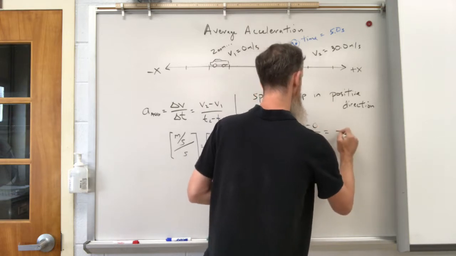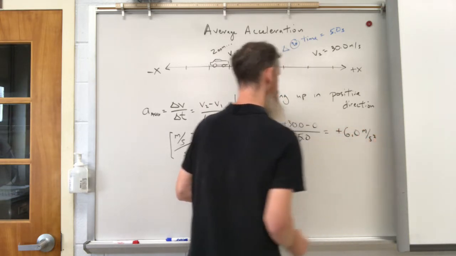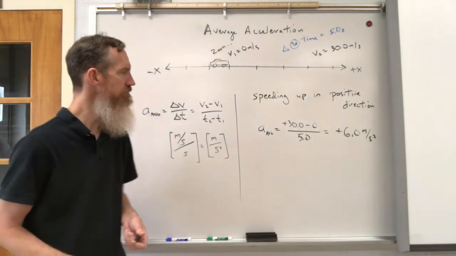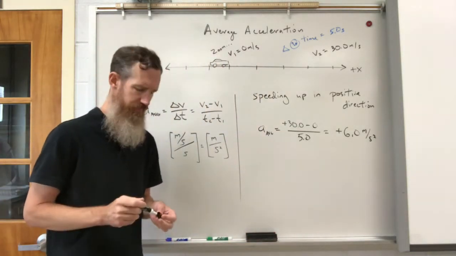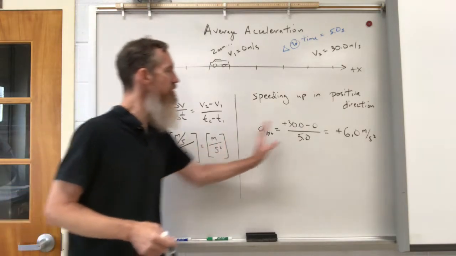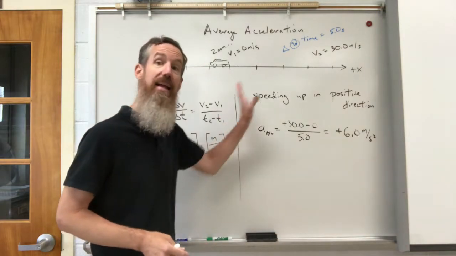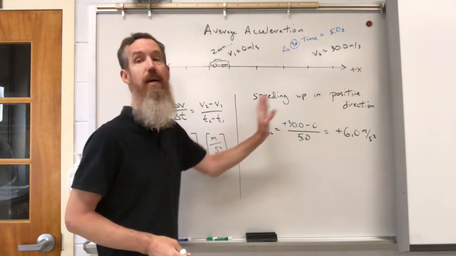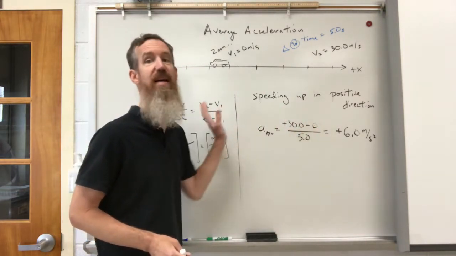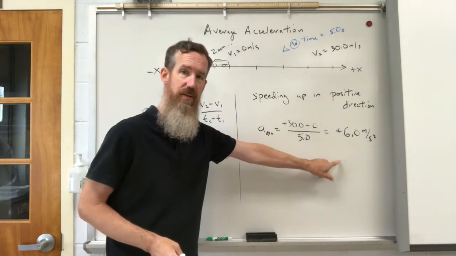So you will see that it's a positive 6.0 meters per second squared. This is important. My acceleration is positive because I am gaining velocity, speeding up, getting faster. So that positive is telling us something.